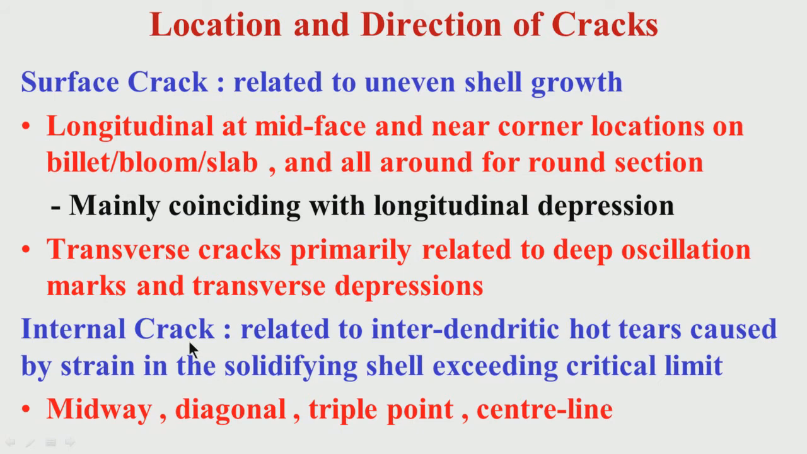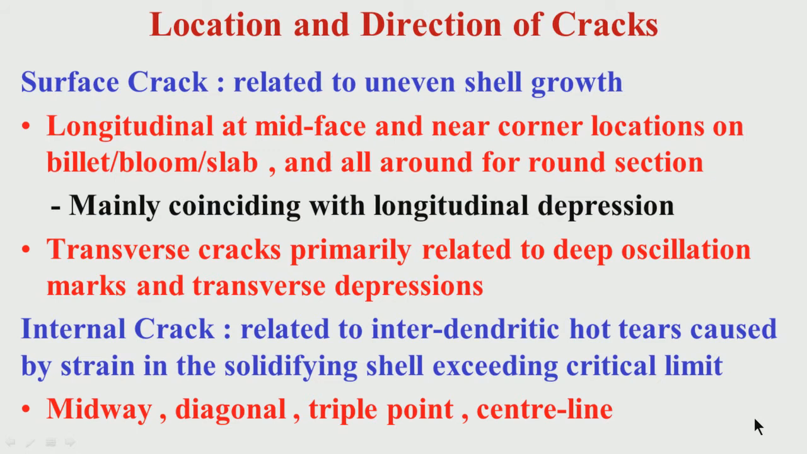Now I have mentioned that an internal crack can be located somewhere midway, at the diagonal, maybe at the triple point or at the central line. Now the central line crack or central line defect, shrinkage, is very difficult to avoid. Why? Because the last portion which is getting solidified will obviously have some amount of segregation. Whatever alloying elements you have will definitely segregate. It is a question of more or less.